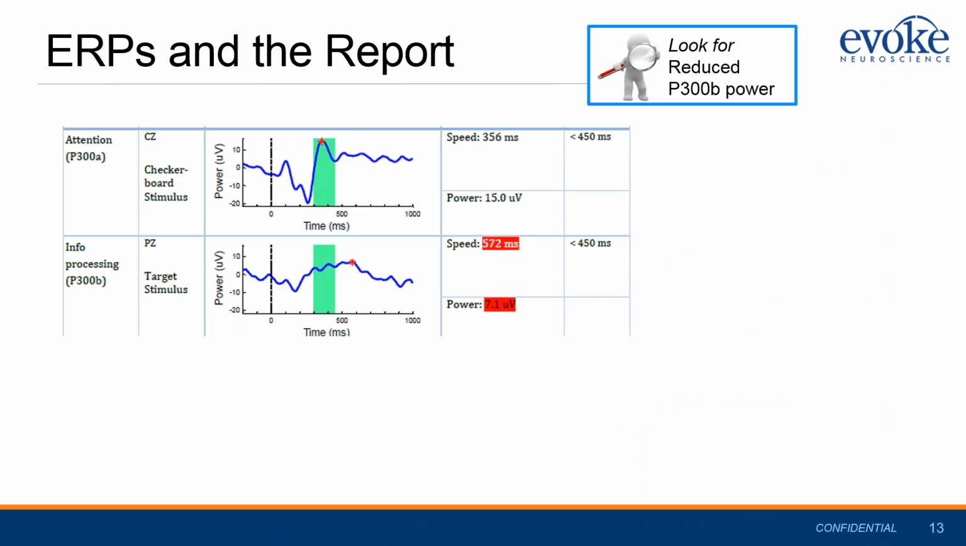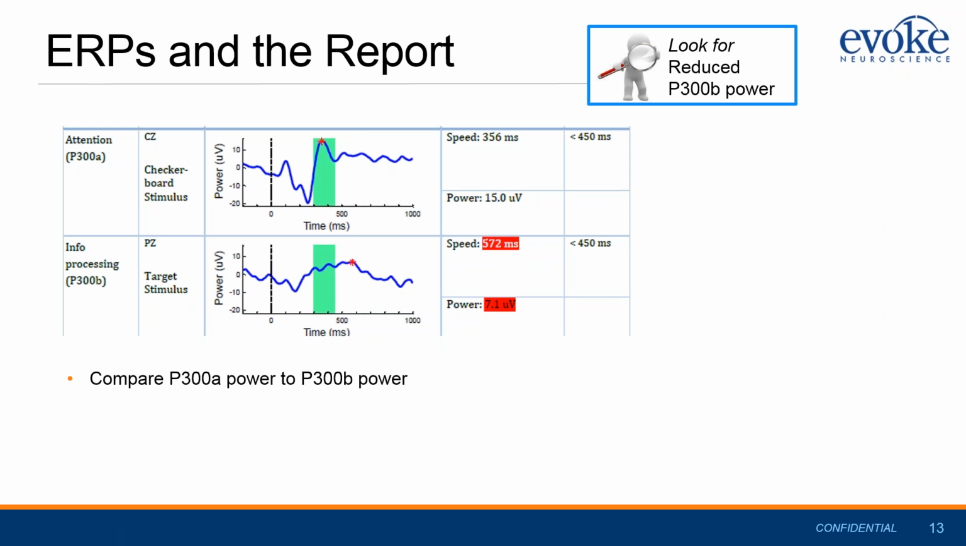Now, ERPs in the report will be displayed like this: our ERP waveform, a result for speed, and a result for power. So for ADHD patients, you're really looking for reduced P300B power. Sometimes it will be red like this, meaning, yep, we're letting you know this is a really low power, pay attention to this. But sometimes it won't be red. Maybe it'll be 10 and it's not highlighted in red, so you think it's okay.